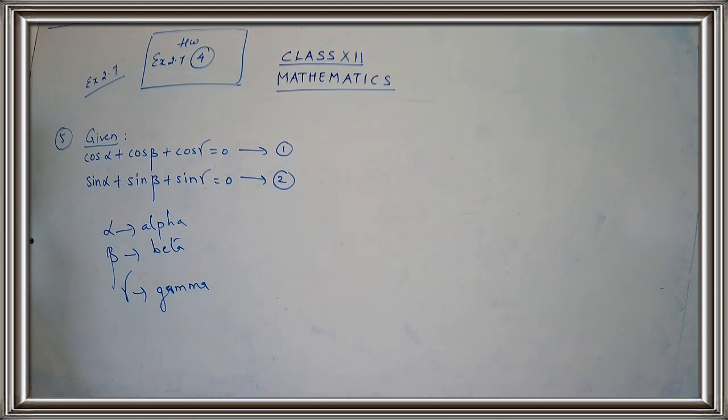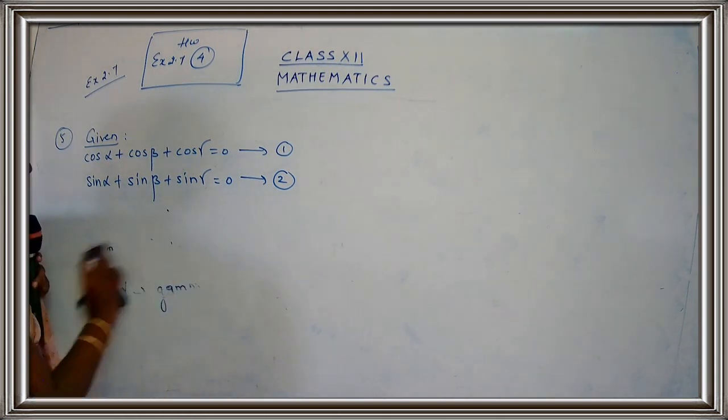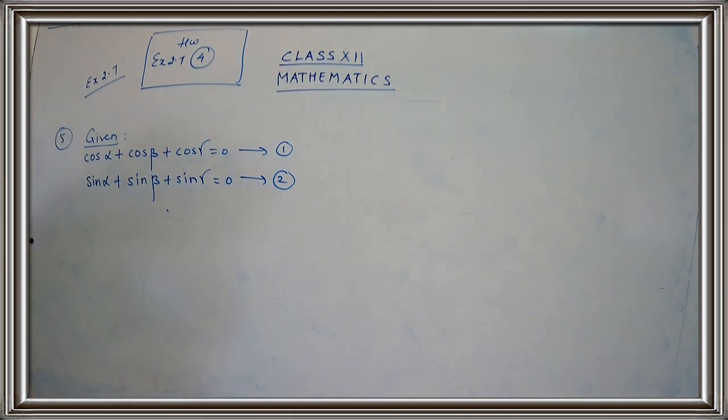Alpha, beta, gamma. Okay. Have you taken down the two equations? So they have given you that cos alpha plus cos beta plus cos gamma is equal to 0 and sin alpha plus sin beta plus sin gamma is equal to 0.